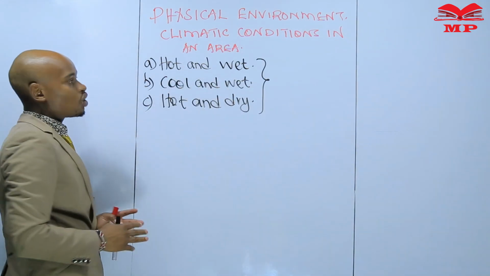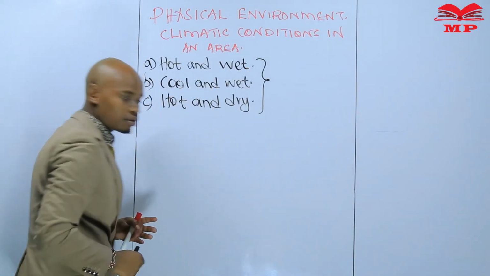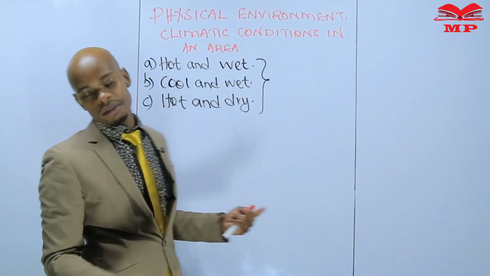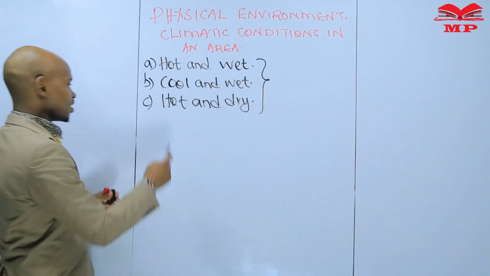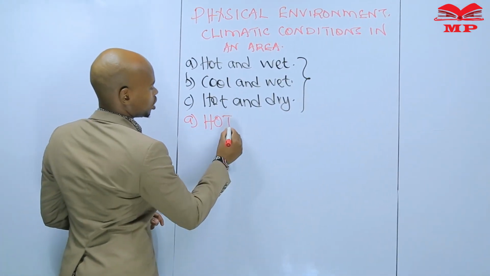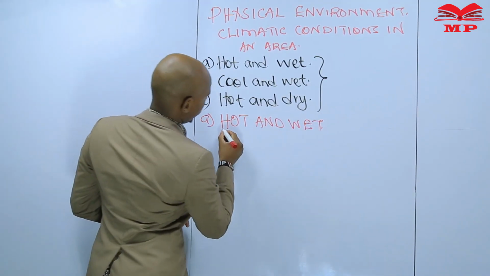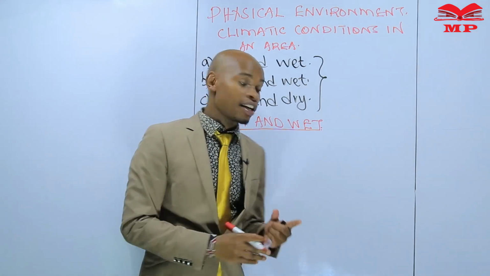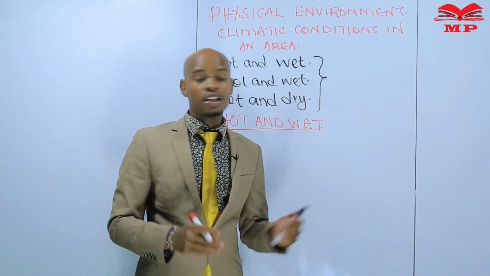We know now the categories of climatic conditions: hot and wet, or maybe cool and wet, and hot and dry. Let us see now what will tell us in a map that this area has first hot and wet. So A, hot and wet.